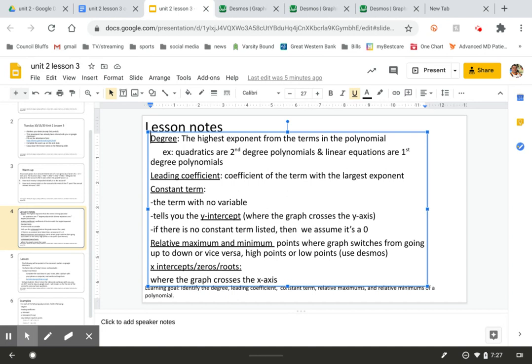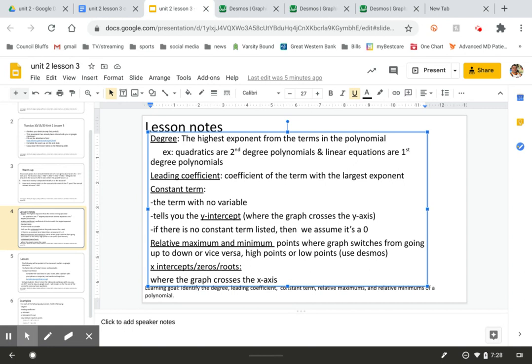Relative maximum or minimum points. Those are just high or low points. So it's the points where the graph switches from going up to down or vice versa. Wherever it switches from increasing to decreasing or decreasing to increasing, we call those relative maximum or minimum points. Basically the high or low points of a graph.